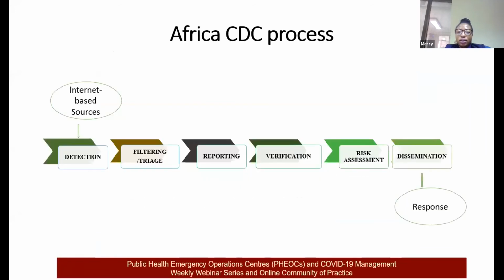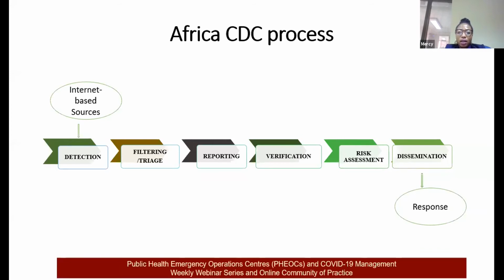So this is how our process works. We detect, we filter, we triage, we report, we verify, and then we conduct a risk assessment, and then we disseminate our reports. And once the reports are disseminated, for events that are high risk or very high risk, we flag them and report immediately to our response division.